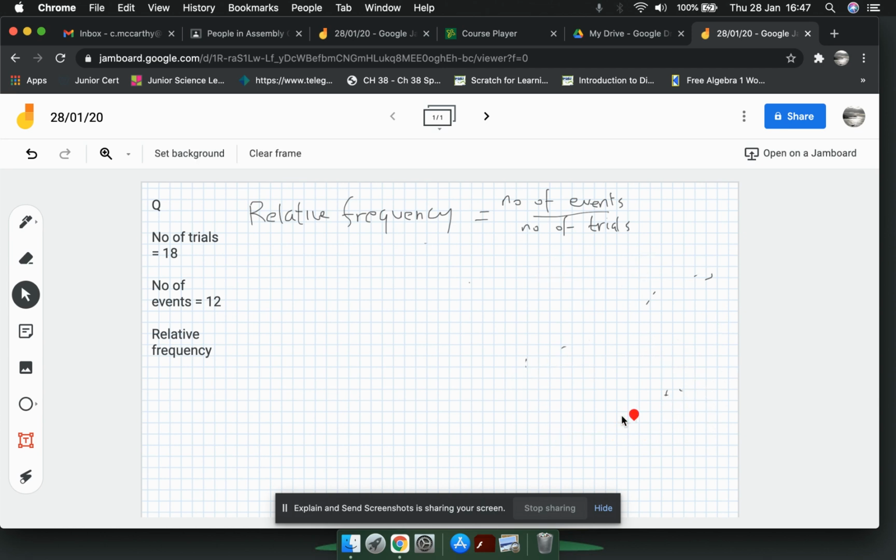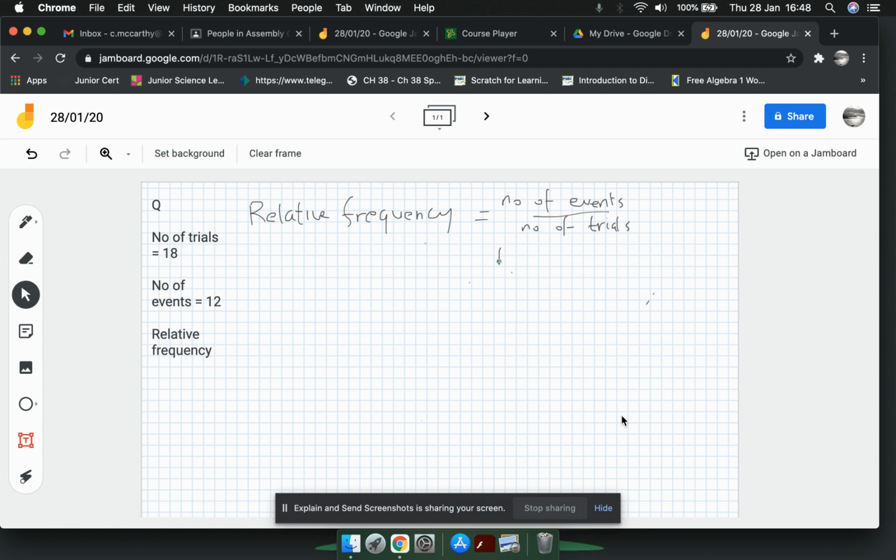Right, I'm going to use this formula again, as I said. And what I have here is the number of trials. So the number of trials we know is 18, and the number of events, so it's 18. No, I made a mistake there. It's not 18. It is 12 over 18.